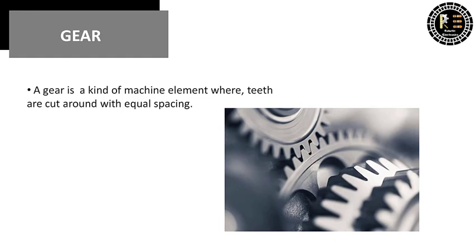What is a gear? A gear is a kind of machine element in which teeth are cut around cylindrical or cone-shaped surfaces with equal spacing. By meshing a pair of these elements, they are used to transmit the rotational forces from the driving shaft to the driven shaft. Gears can be classified based on the shape as involute, cycloid, and trochoid gears.